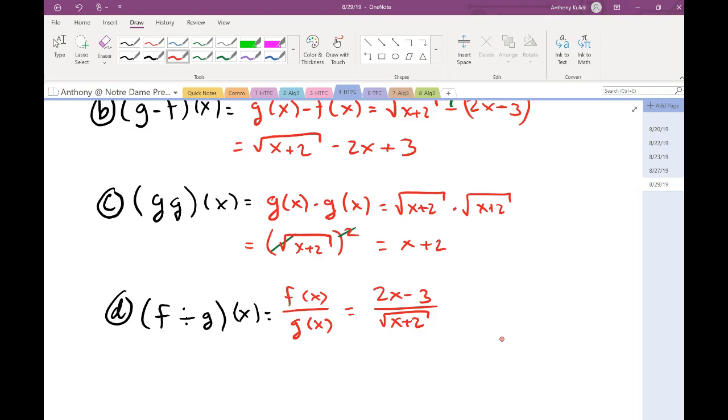Can I do anything with this? What would you want to do? Okay, so Caden suggests that we can rationalize the denominator by multiplying the top and bottom by square root of x plus 2. And that's correct. We can do that, and it's perfectly fine to do that. And in a lot of cases, that's preferable. For this problem, I would say that it's more simple the way it's written.